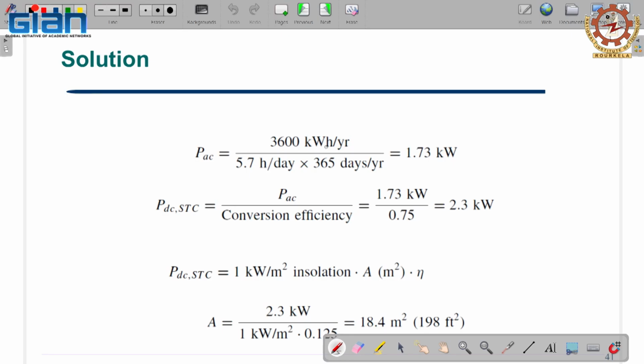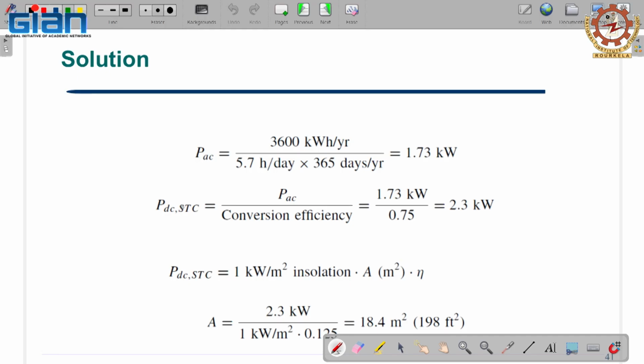Then from this we want to keep the term just like kilowatt. So for hours we divide by days, and then as an average how many hours PV can generate electricity: 6 hours, 7 hours, 5 hours, depending upon which place. So it gives you the AC power, 1.73, then DC power. Both DC and AC are related with the conversion efficiency.